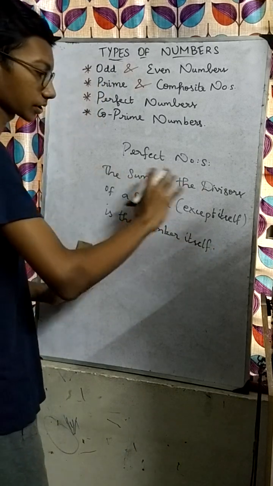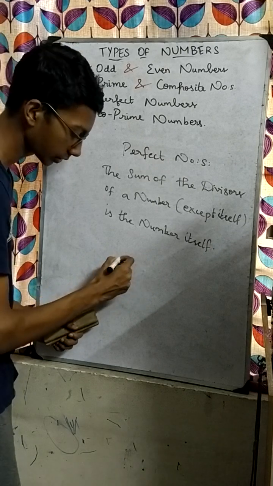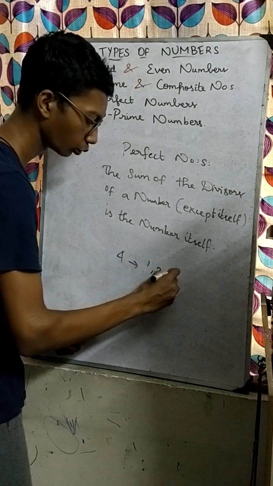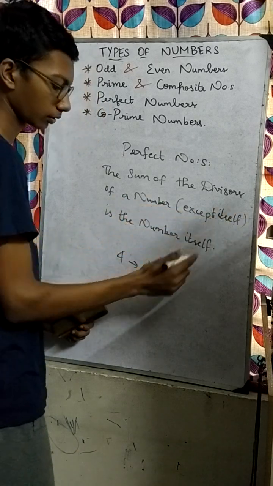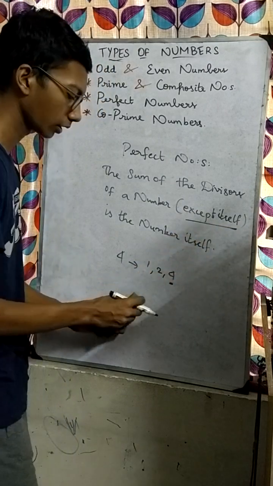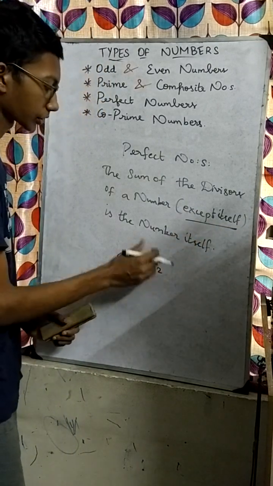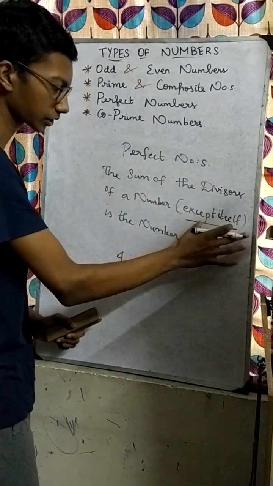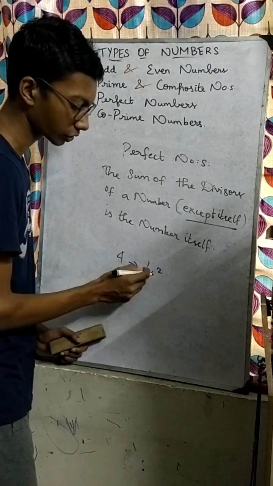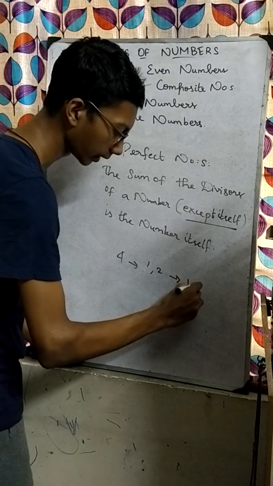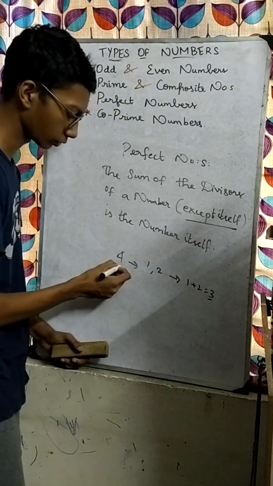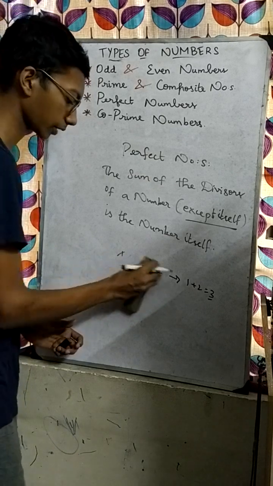Now let's understand this definition with an example. Let's say we have a number like 4. The divisors of 4 are 1, 2 and 4. But we cannot include 4 in this definition because it says except itself. So take this 4 out. The divisors of 4 except 4 are 1 and 2. If we add 1 and 2, we get 3. It should be the number itself, but 3 is not 4. So 4 is not a perfect number.